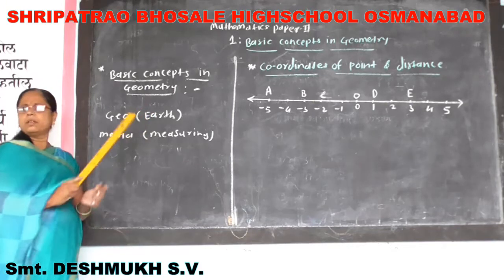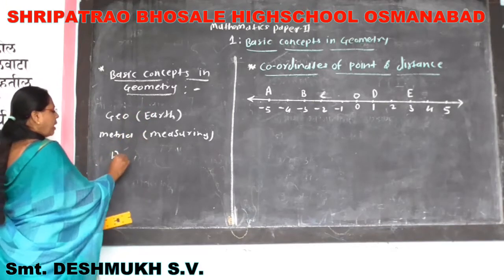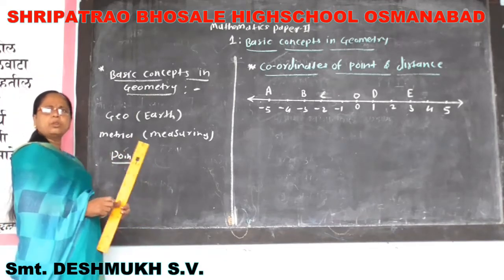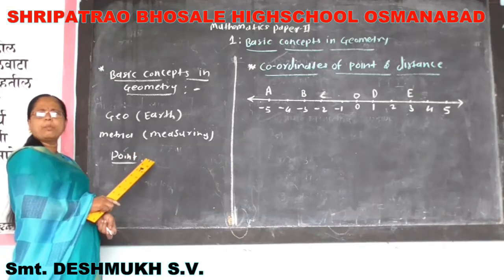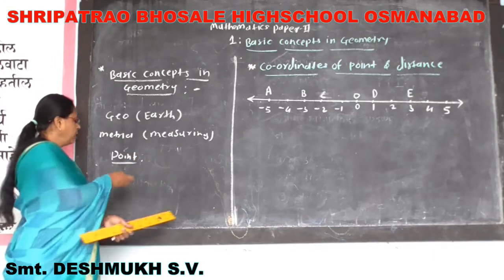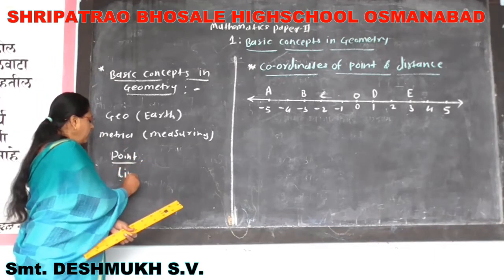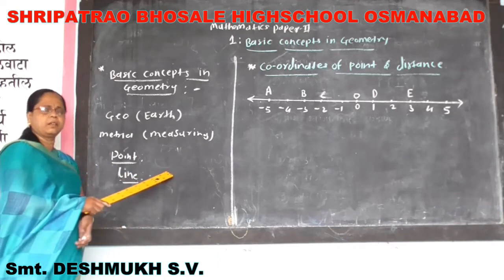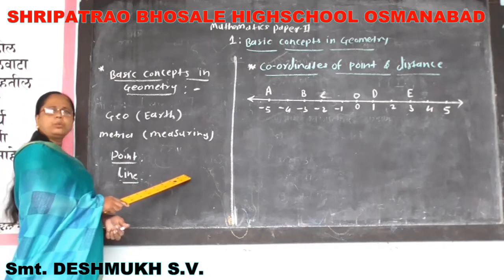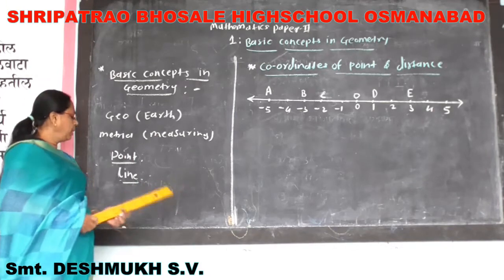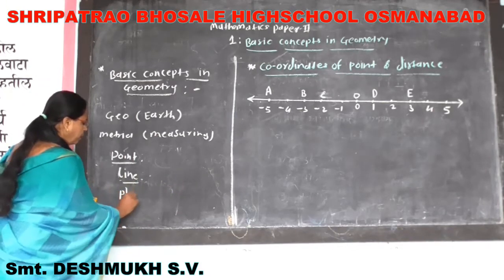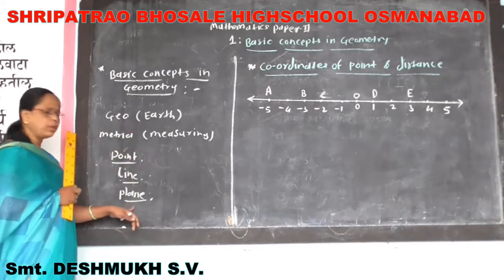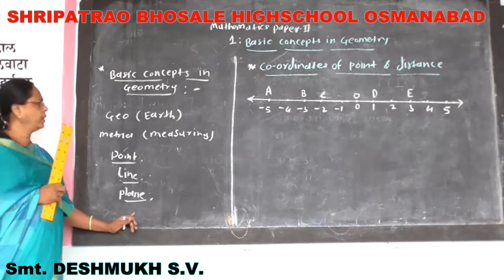A point is denoted by a dot. It has no size. A point shows a location. Then a line: a line is a collection of points that extends in two directions. Then a plane: a flat surface that extends in all directions.